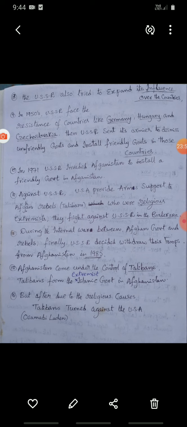At the same time, these Taliban fought against the USSR in the border areas. Like this, a group of countries tries to keep their authority over other countries. So this is one example. Against the USSR, the USA provided arms support to the Afghanistan rebels, the Taliban, who were religious extremists, and they fought against the USSR in the border places.